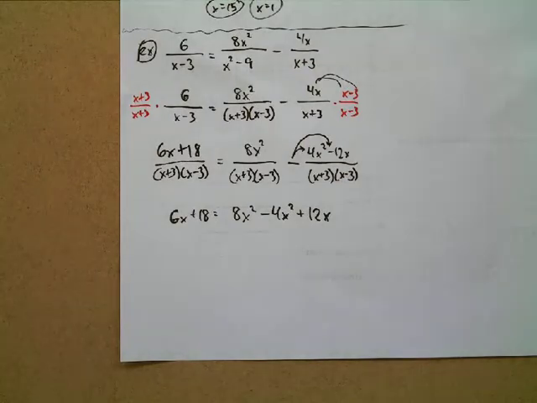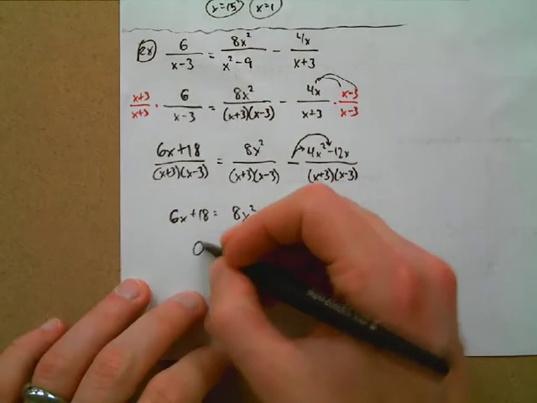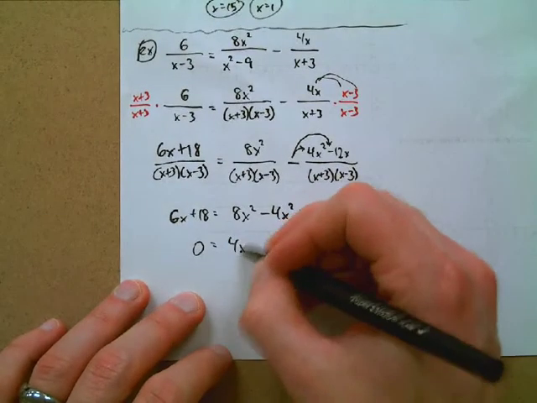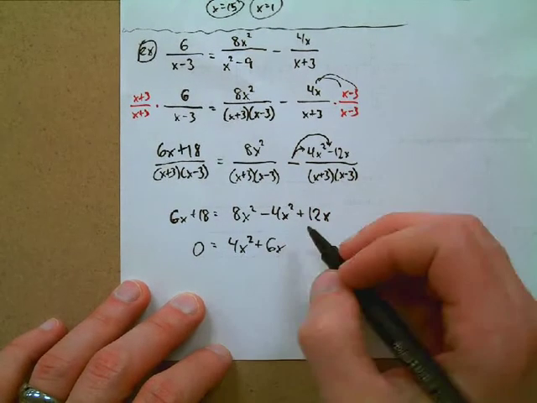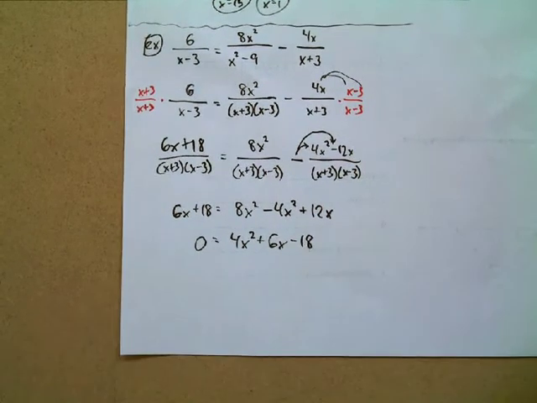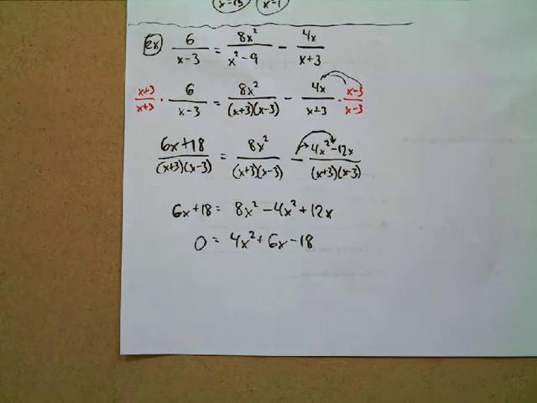And now what do we do? Where do we go from here? Make sure it's equal to 0. So get all your common terms together on one side. So we'll have 0 equals 4x squared plus 6x minus 18. Okay. So I got everything to one side. All right, and now what do we do? Can we take a GCF out? Yeah. It would be nice if it was 4, but unfortunately we have to do 2.